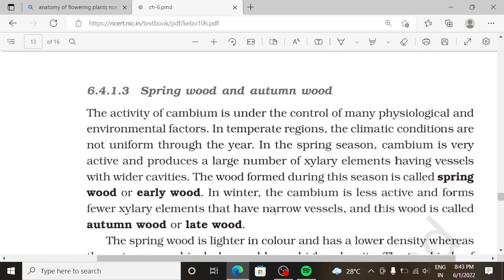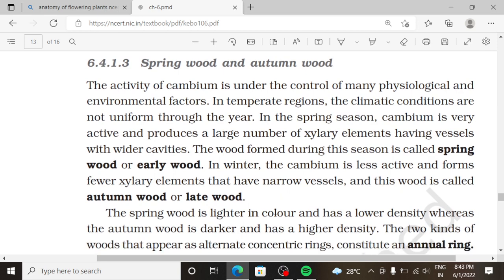Spring wood and autumn wood. The activity of cambium is under the control of many physiological and environmental factors. In temperate regions, the climatic conditions are not uniform through the year.